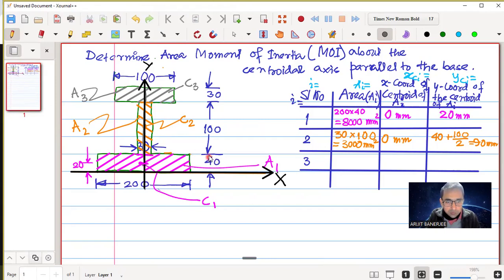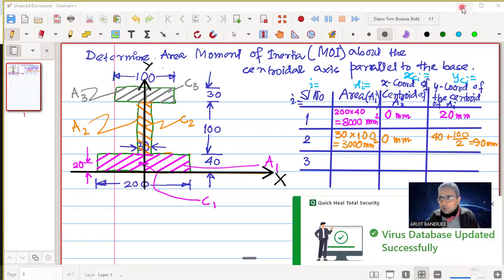Yes, I understood. So 40 plus 100 by 2. So 100 is this one. So 100 by 2 is here. But we have to add 40 with this so that it is measured from the x-axis along the y direction. So origin is here, you see. Origin is the intersection point between the x and y axis. So it is here. Therefore, 40 you have to add. Right? Okay.